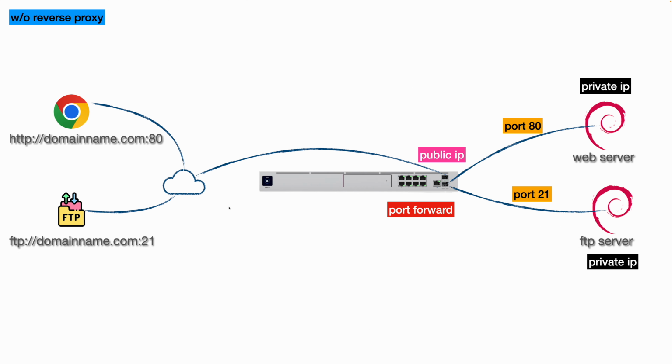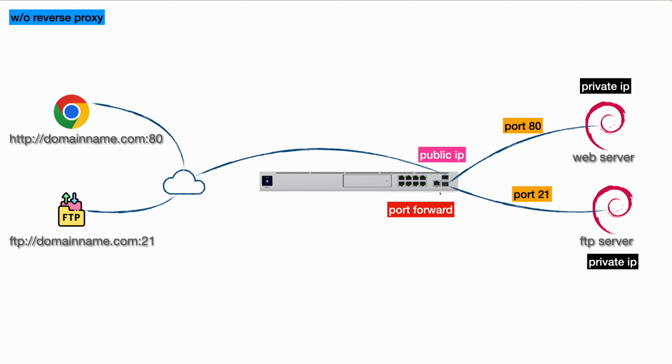Let's first talk about how you can achieve similar goals without using a reverse proxy. In your LAN, you have two different services, and you want external clients to be able to connect to them. Let's say the first one is a web server, which uses port 80. The other is an FTP server, which uses port 21. You have a domain name associated with the public IP address of your UniFi gateway. Then how can you connect to the two different services using one public IP address from the outside world?